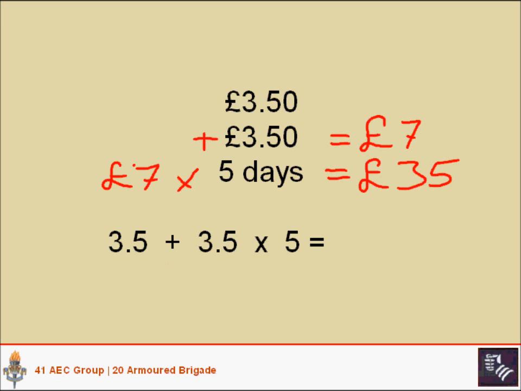We do not need to do 2 separate calculations to work out these costs. We can use the calculator to work the whole thing out in one go. This is how we do it. 3.5 plus 3.5 times 5 equals 35. Again, £35.